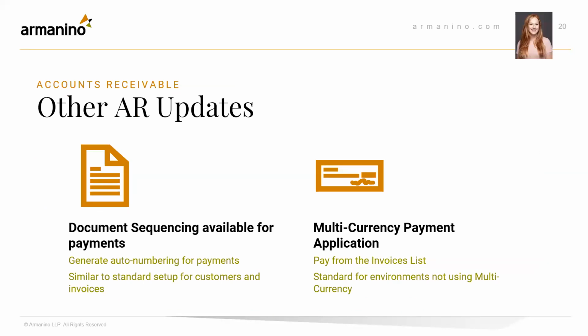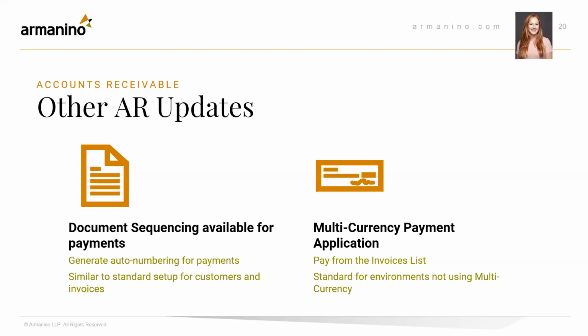Some other AR updates. We do have document sequencing available now for payments. So this is going to generate the auto numbering for your payments. Previously, this was available for your customers and invoices. And so whenever you go to create a new one, you don't create your own ID, your own payment ID or customer ID. It just creates one for you. And it standardizes your numbering sequence so that you can find things easier and search a little bit better.